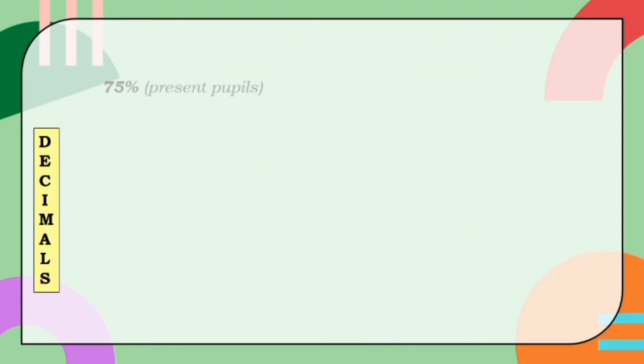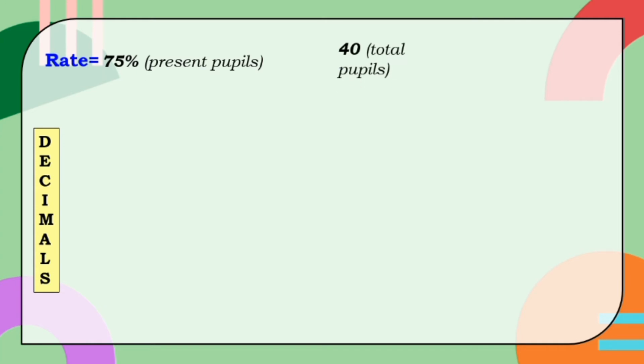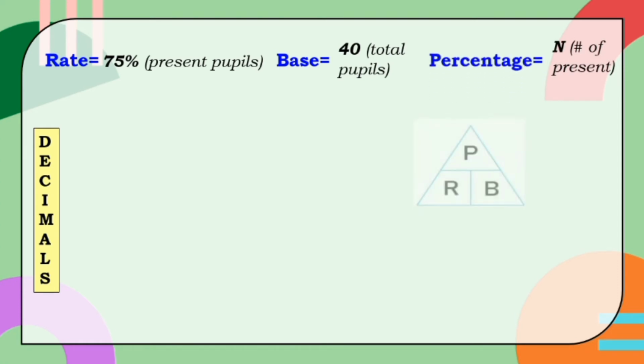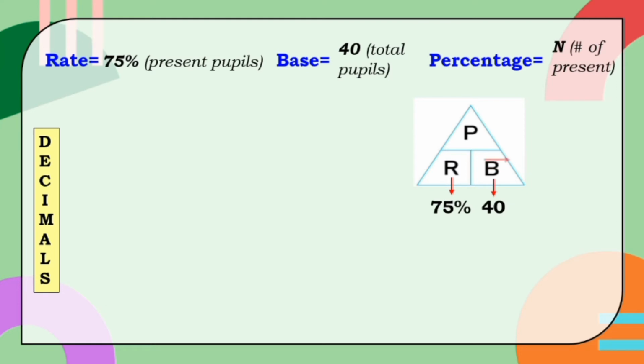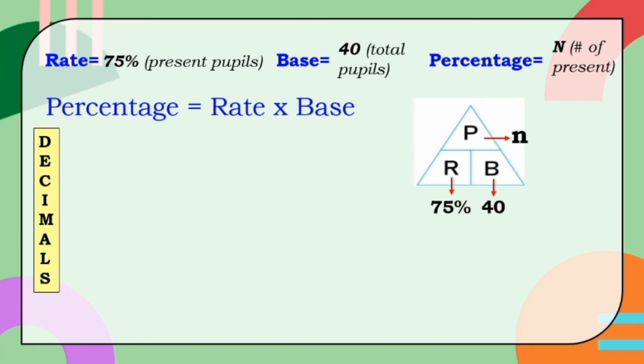Next, decimals. Same problem, 75% present pupils, rate. 40 total pupils, base. N, number of present, percentage. Using Tatian's triangle, R is 75%, B is 40, P is N. So, ang nawawala ay percentage. So, we have percentage equals rate times base. Let P be the percentage. P equals 75% times 40.